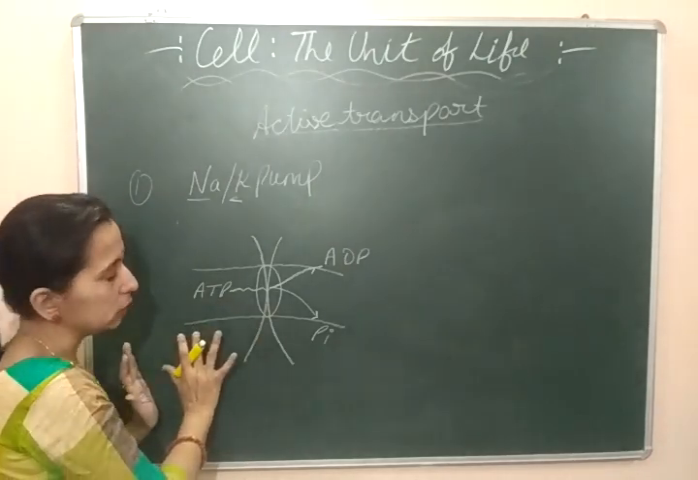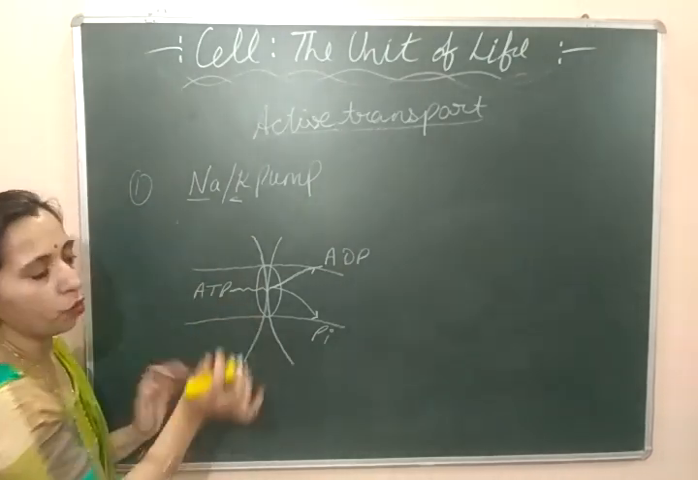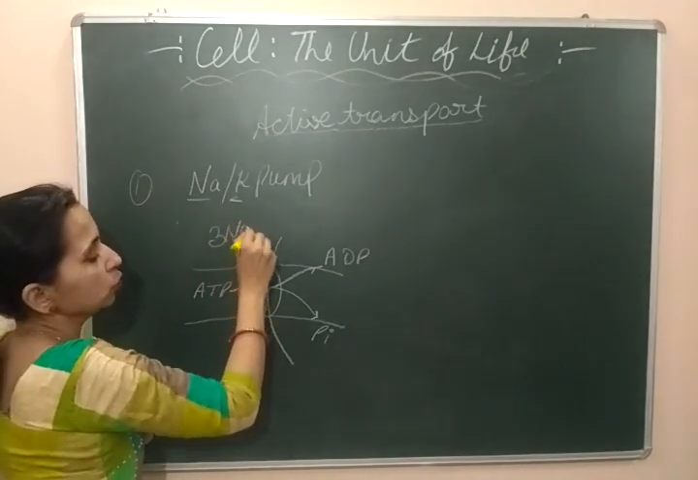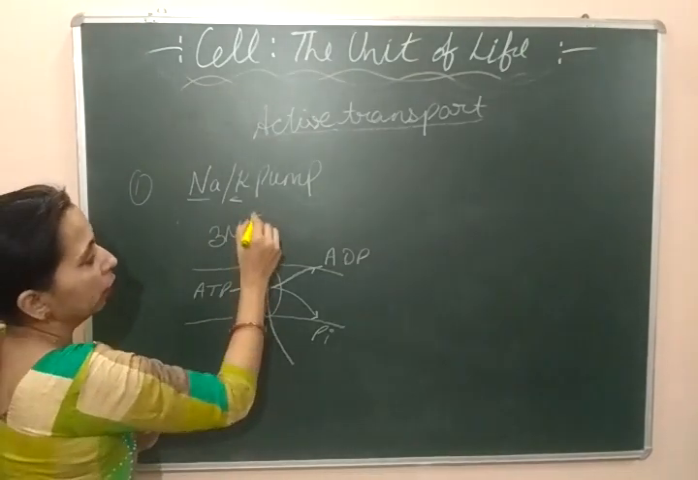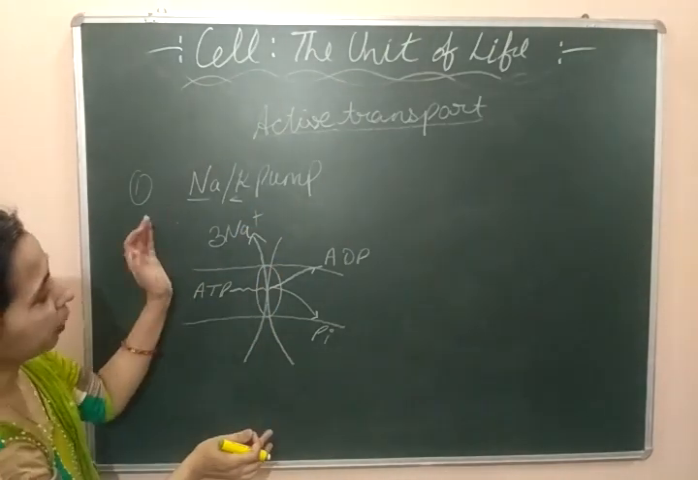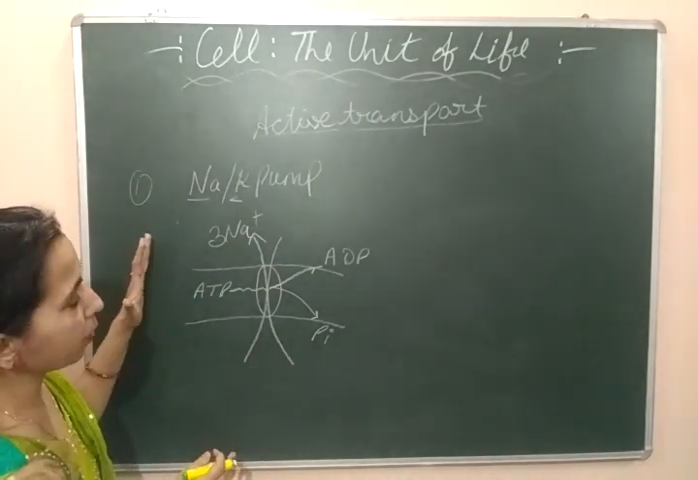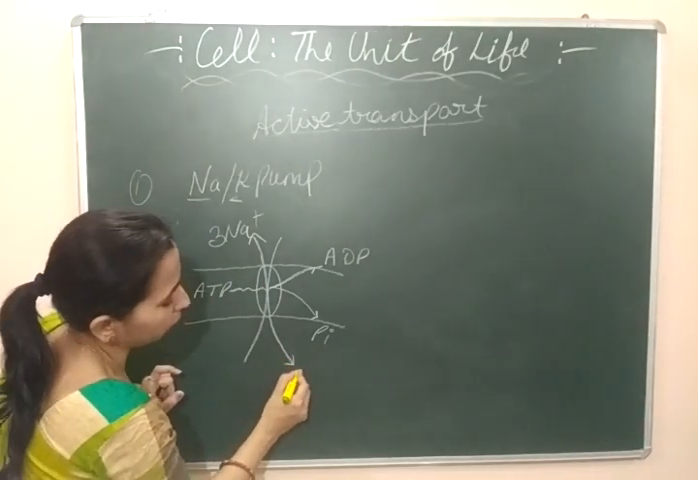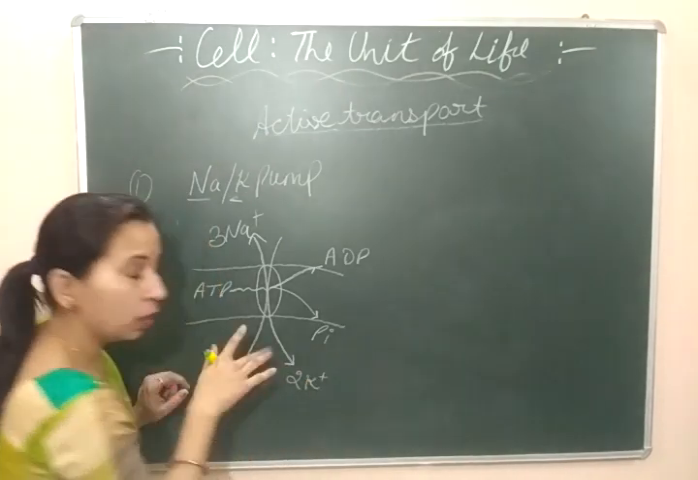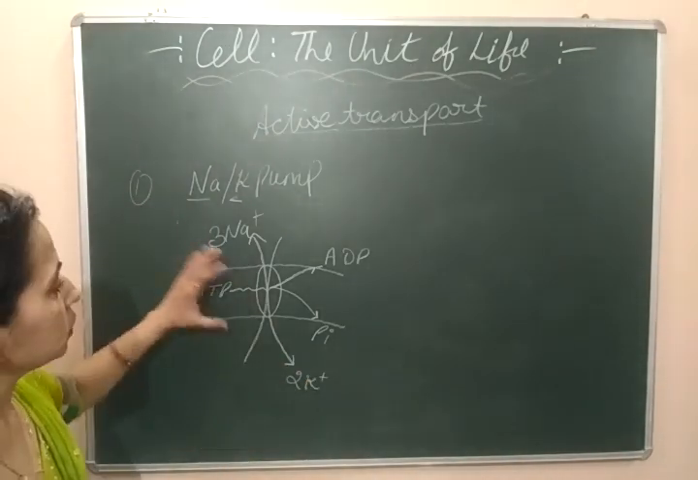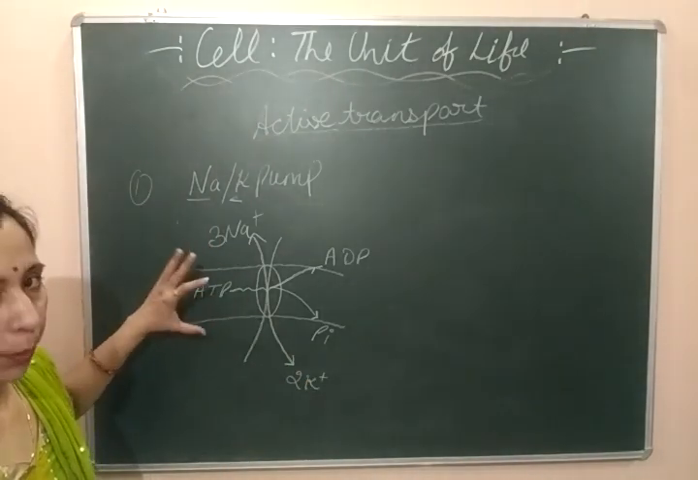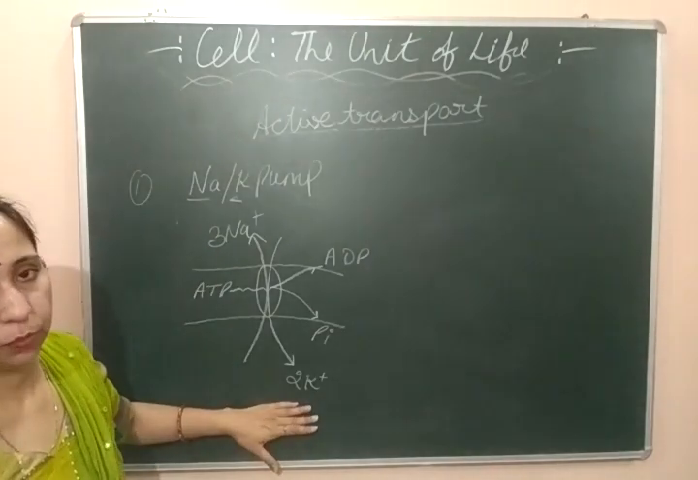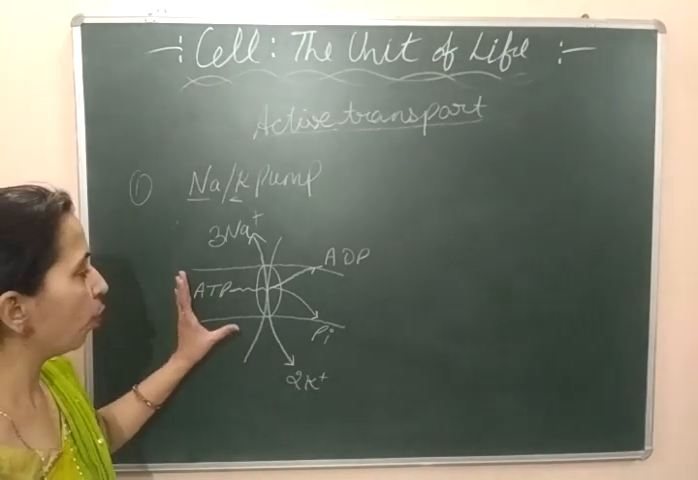Such channels will release three sodium ions outside the cell. These three sodium ions go outside the plasma membrane, and in place of these three sodium ions, two potassium ions come inside the cell. So this is the example of the sodium potassium pump, which transports sodium and potassium by using energy in the form of ATP.